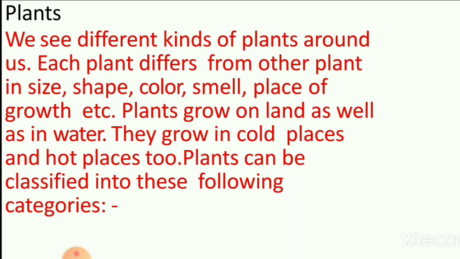Plants. We see different kinds of plants around us. Each plant differs from other plants in size, shape, color, smell, place of growth, etc. Plants grow on land as well as in water. They grow in cold places and hot places too. Plants can be classified into the following categories.